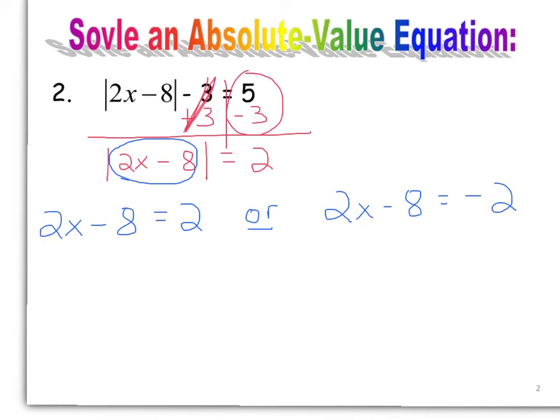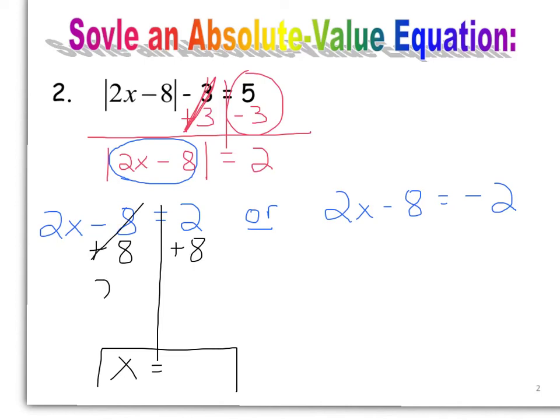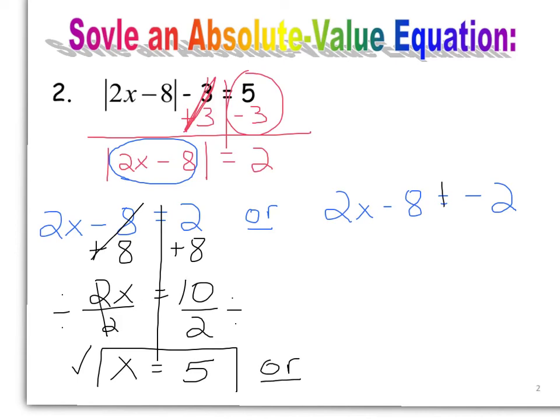Okay, now we're going to be solving these two equations. And you'll notice these are two-step equations. So the first thing we do is add the opposite, plus 8. We have 2x equals 10. Cancel out the 2 by dividing by 2 on both sides. 10 divided by 2 gives us 5. So one solution to this equation is 5, or now we have to solve this one and it'll give us our second solution.